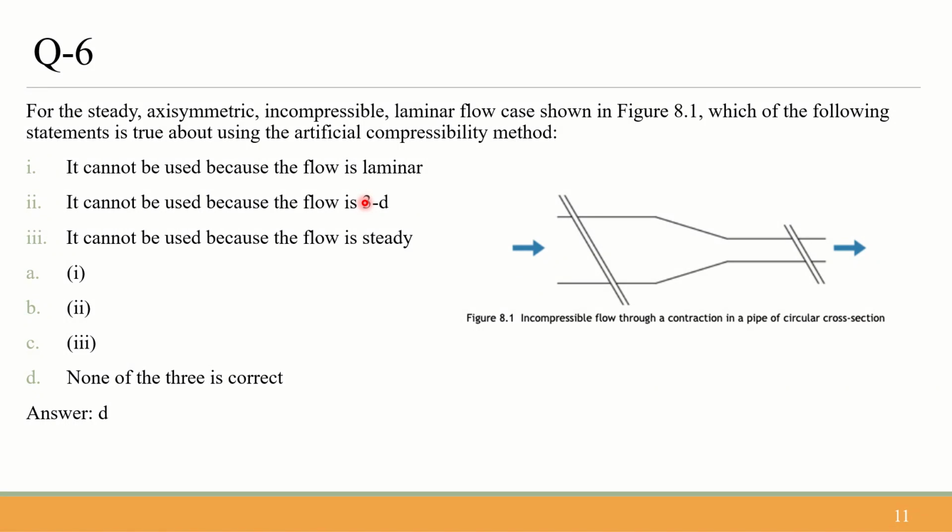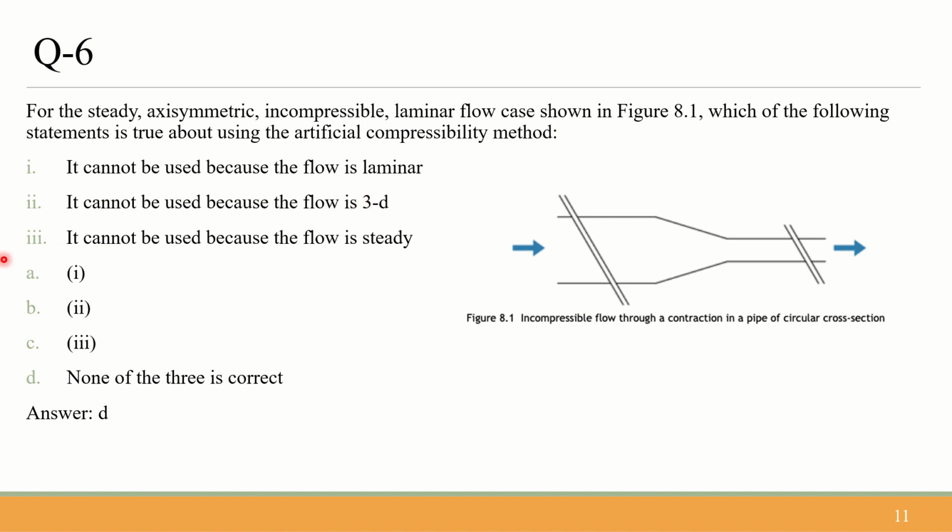And the third statement is about it cannot be used because the flow is steady. Again, this is false, because there is a limitation of steady state only for the stream function vorticity method. There is no restriction for the artificial compressibility method. So all three statements are wrong.